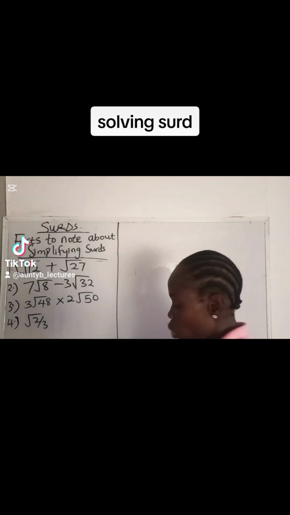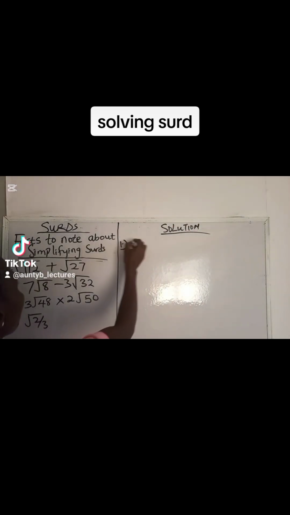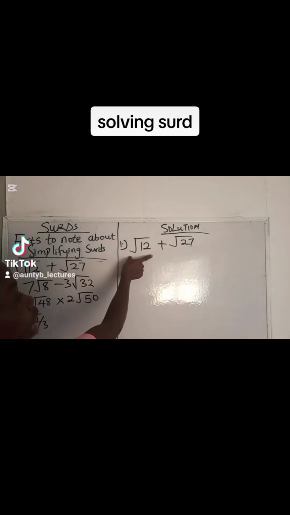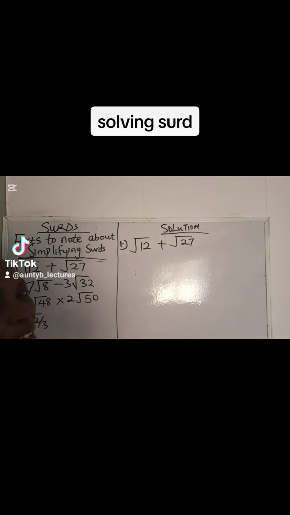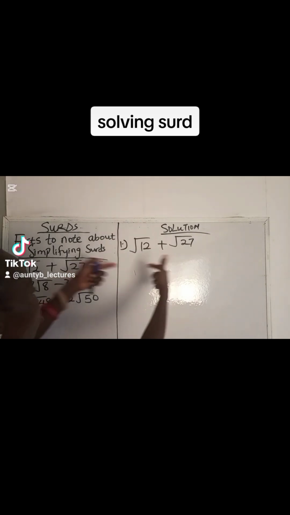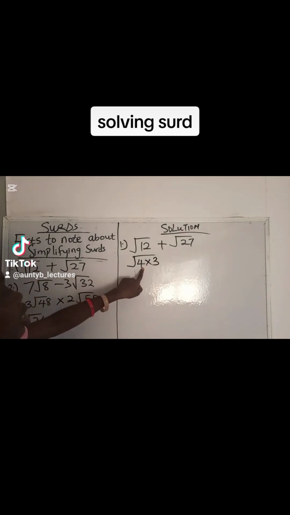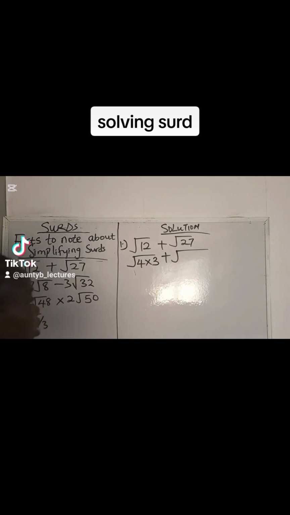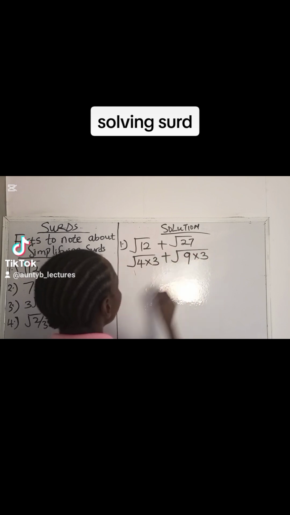Now let's look at question number 1. Solution. Question 1 says root 12 plus root 27. You look for 2 factors that you will multiply together to get 12, and one must be a perfect square. That is root 4 times 3. 4 is a perfect square, plus root 27. What are the 2 factors we can multiply together? That is 9 times 3. 9 is a perfect square. 9 times 3 is 27.